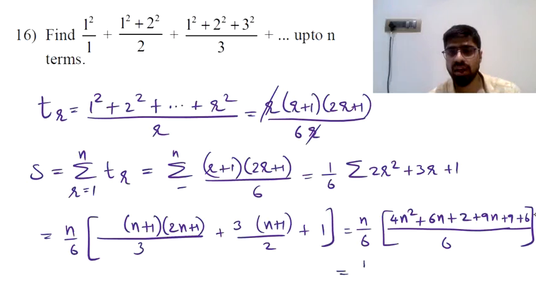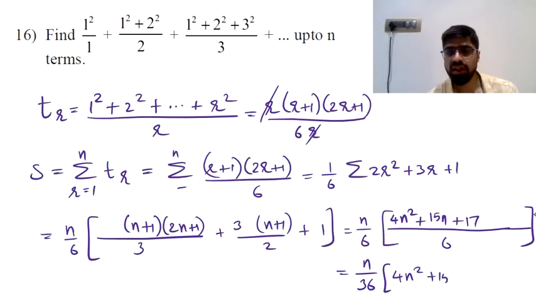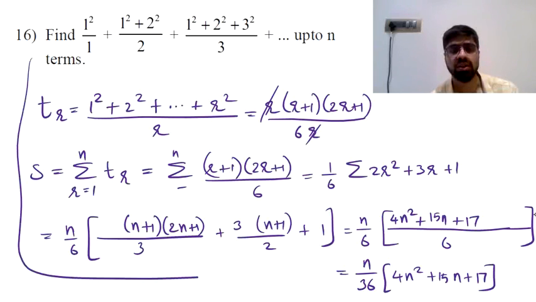So this is going to be n by 36. Then there is 4n square. 6n and 9n is going to make it 15n. And then it is 2, 9 and 6. That's making it 17. So yeah, n by 36 into 4n square plus 15n plus 17. That's the final evaluation for the 16th question.